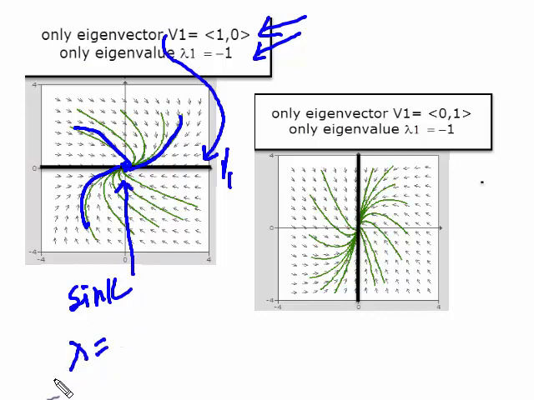If that eigenvalue was positive, say it was +1, then these arrows would be reversed and the solutions would be moving out here, but they would approach that single tangent in backward time. This is just another example where the eigenvector ends up being (0, 1) along the y-axis.